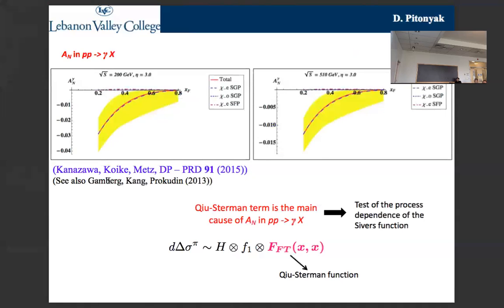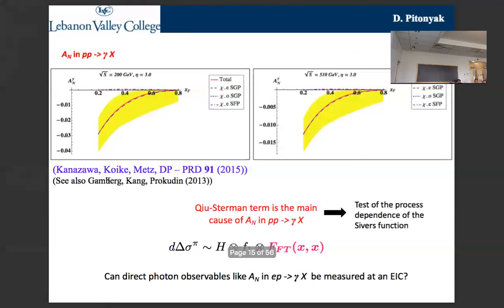So we get this negative asymmetry where even though there's several terms in the twist-3 formalism that show up for A_N in direct photon production, it turns out that the Qiu-Sterman term, this term here involving F_FT(x,x), this Qiu-Sterman function, which is connected to the first moment of the Sivers function, turns out to be the dominant piece of this. So this is actually kind of an indirect test of the process dependence of the Sivers function. Okay, and we can also then get at a clean extraction of this Qiu-Sterman function.